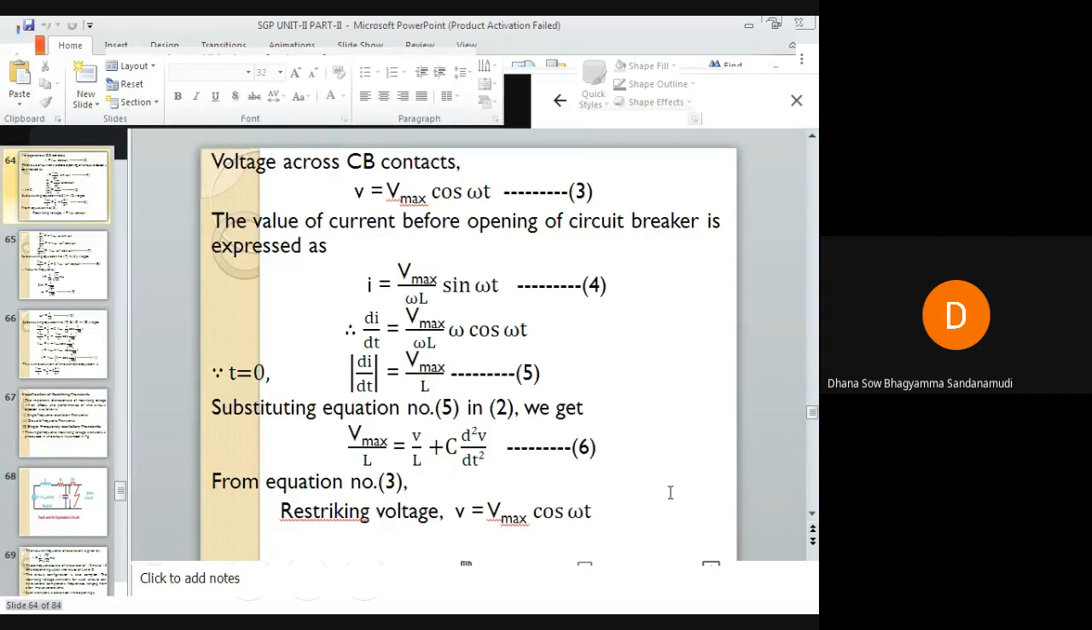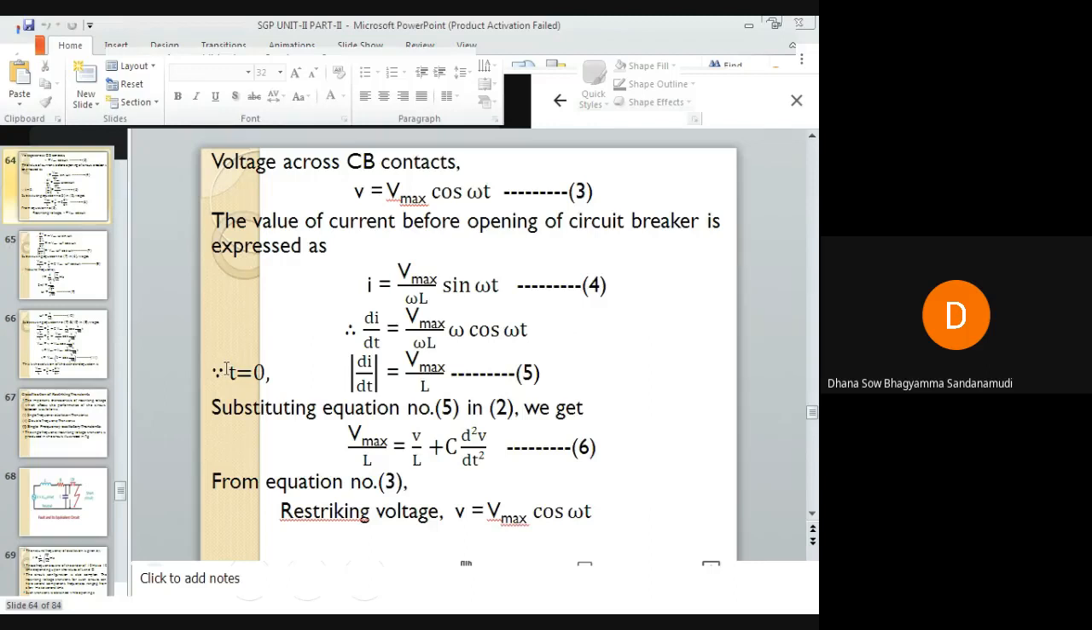Now, what is the voltage across the circuit breaker contacts? V is nothing but V max cos omega t. The value of the current before opening the circuit breaker is I equal to V max by omega L sin omega t. Differentiating this, di by dt equals V max by omega L times omega cos omega t.